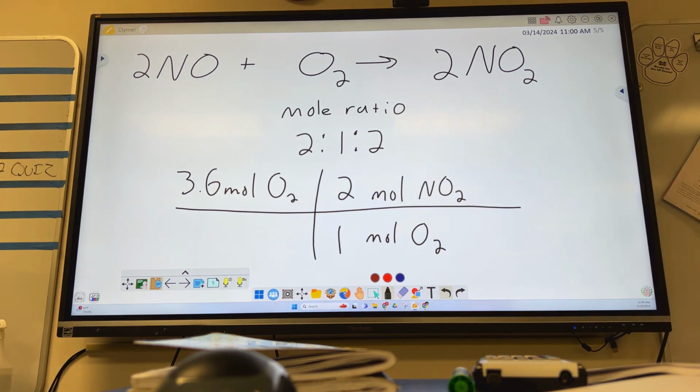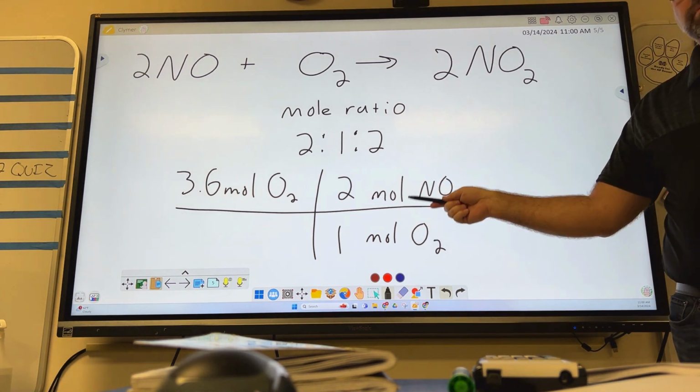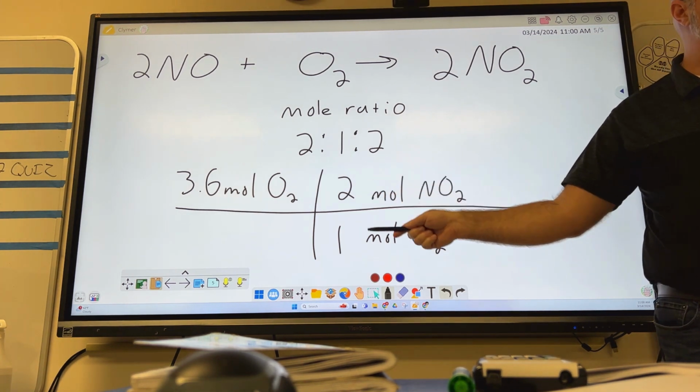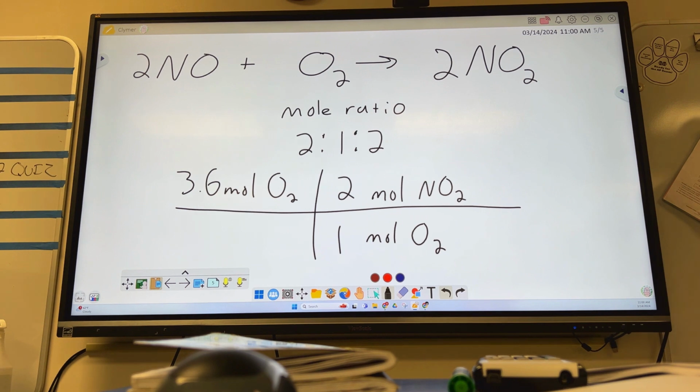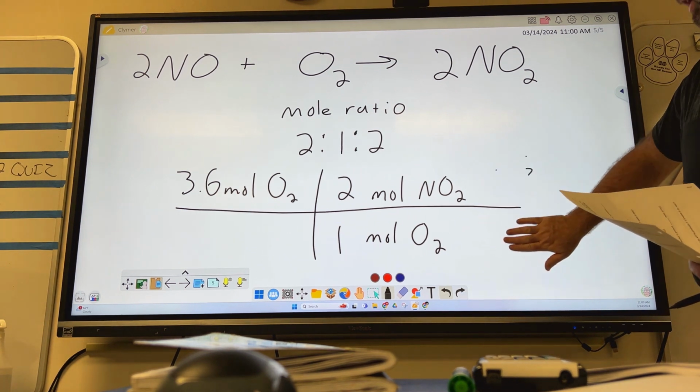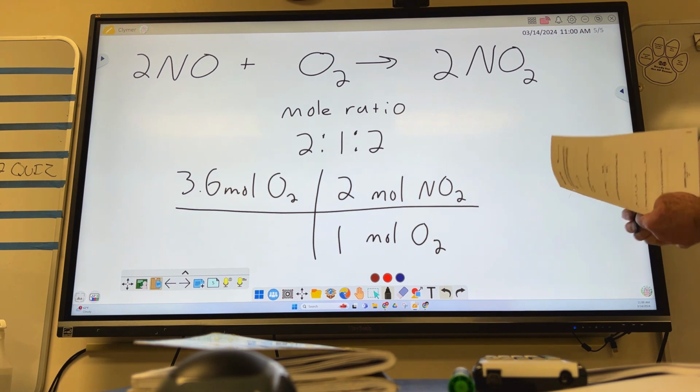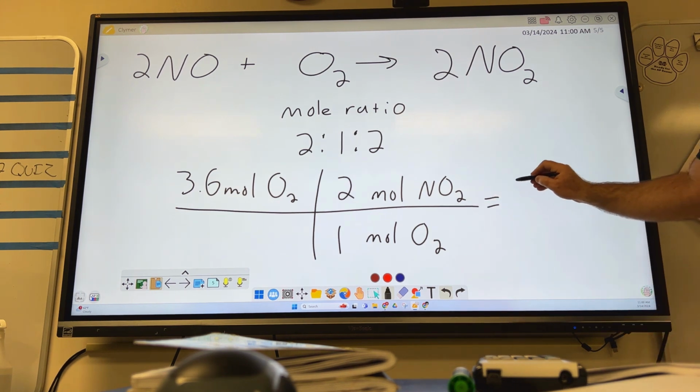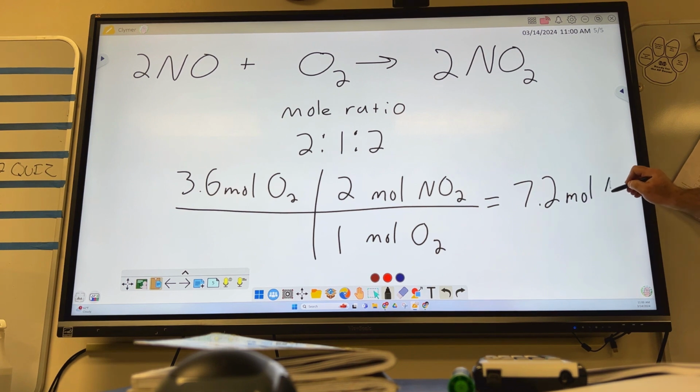Now you'll note I purposefully wrote down the units first and then filled in the numbers. And now how would I solve this? I can do this math in my head, I think. Back cross, divided at the bottom. 7.